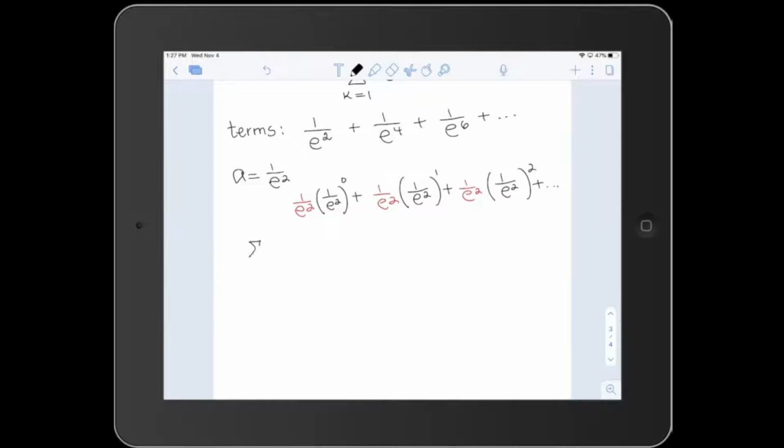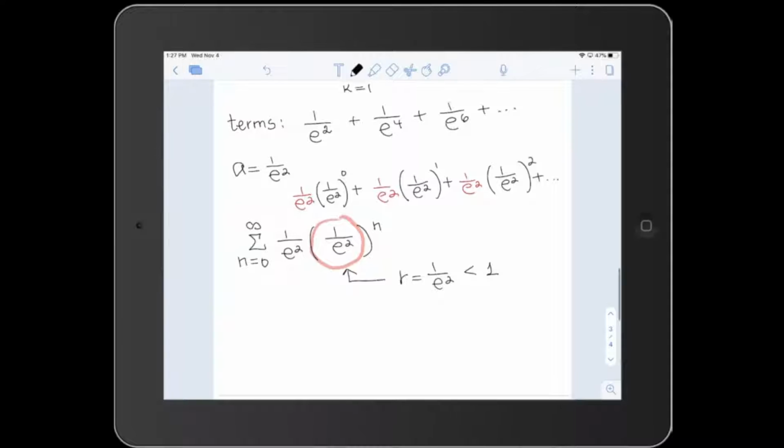What kind? Let's write it out in closed form. So this would be 1 over e squared times 1 over e squared to the n, n goes from 0 to infinity. This term right here is what determines whether this series converges. Yes, this is our r. r is equal to 1 over e squared, definitely less than 1. We have convergence. Convergence to what?